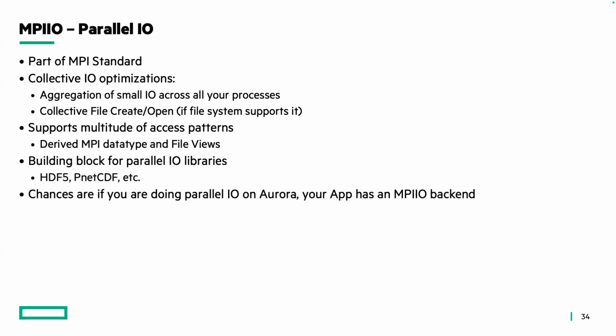So why is MPI-IO good? To give a brief overview, it does collective I/O and collective optimizations. If your I/O is very irregular and not optimized from all your processes, MPI-IO has a process called aggregation and two-phase I/O, where it collects data and optimizes it for the file system. It also provides the notion of collective file create and file open if the file system supports it, which DAOS does.